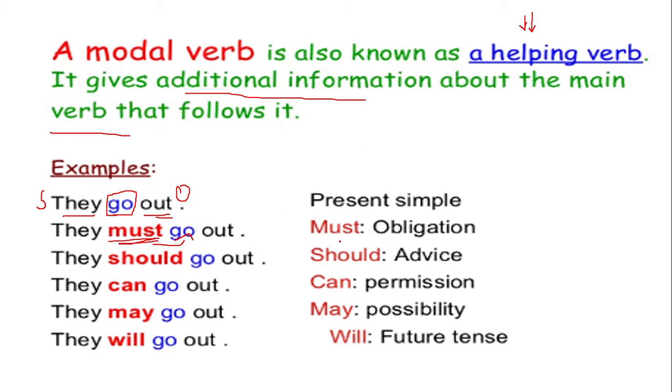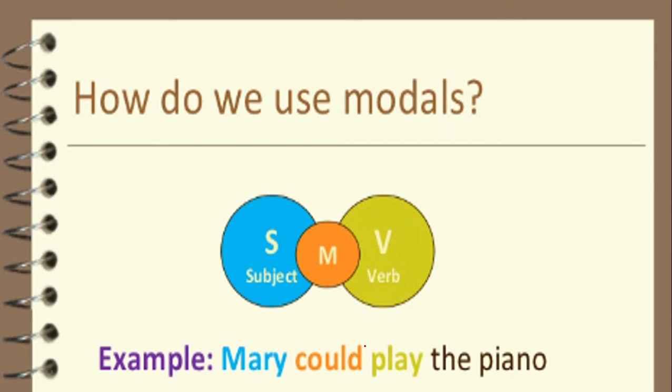Now in this presentation, must is obligation, like someone has to do something, and we are putting an obligation that they must do it. Must is an example of obligation. Should, we are giving them advice. Can, they can go out, we are giving them permission. May, there is a possibility that they may go out. Will is for future tense, they will go out. Very simple definitions and examples.